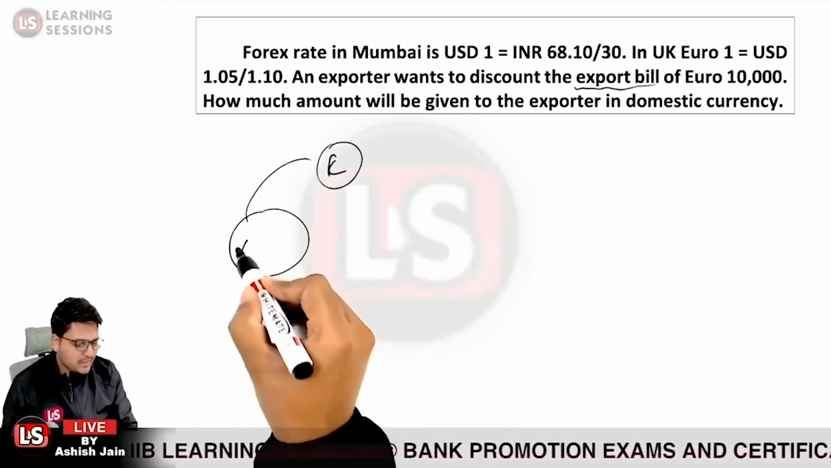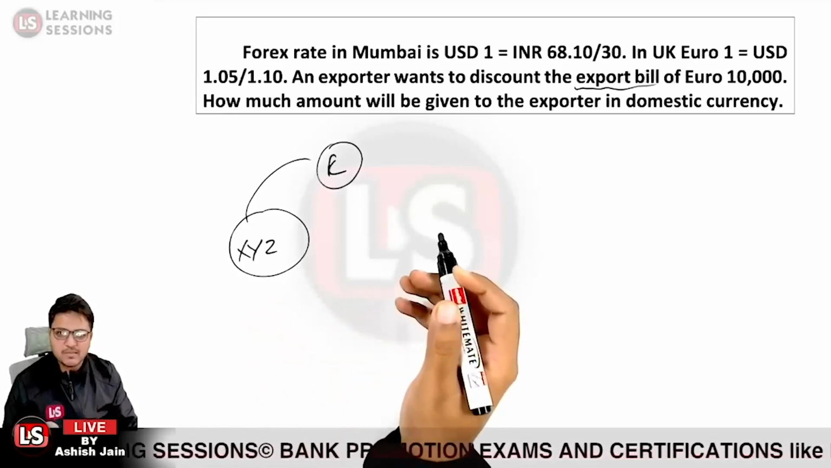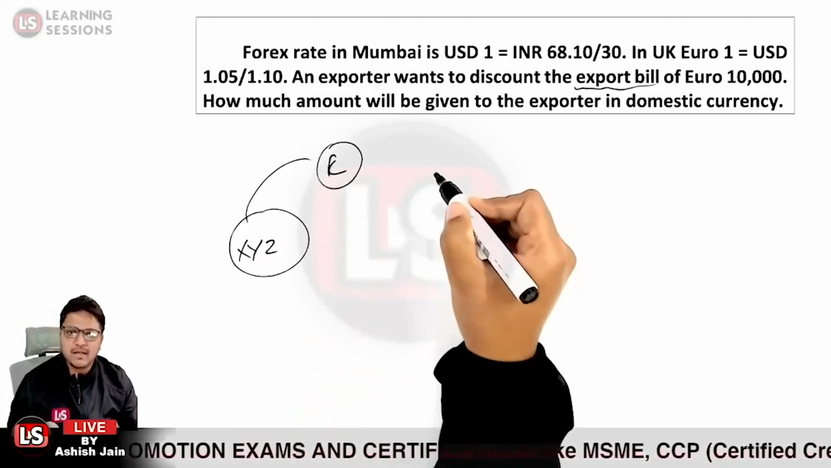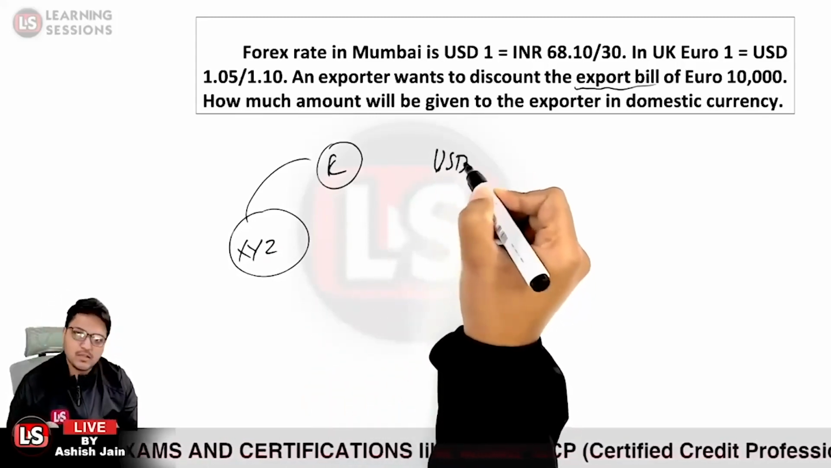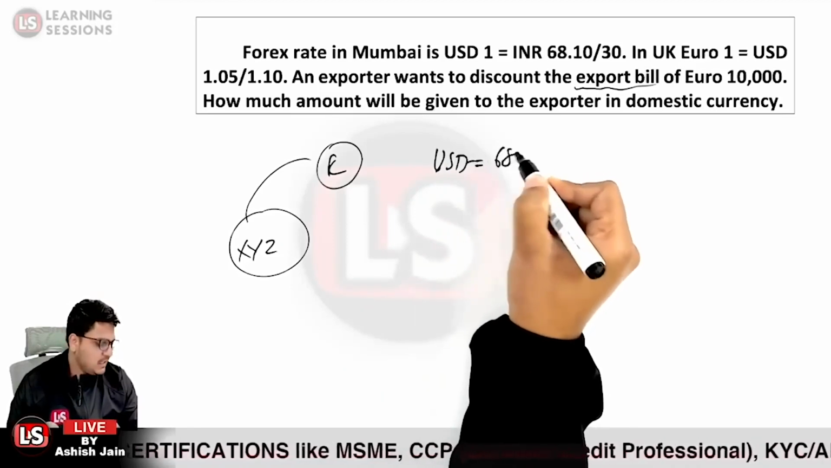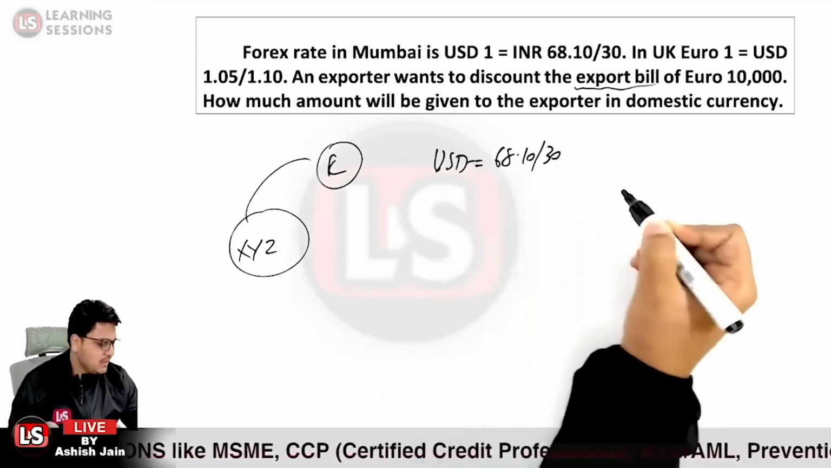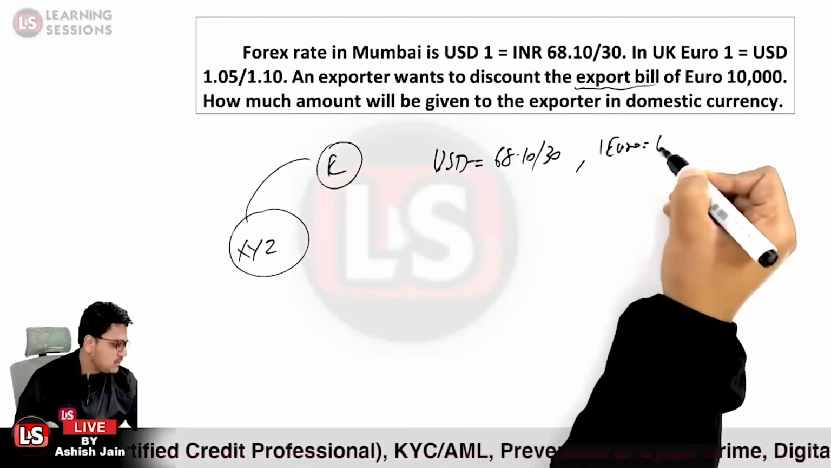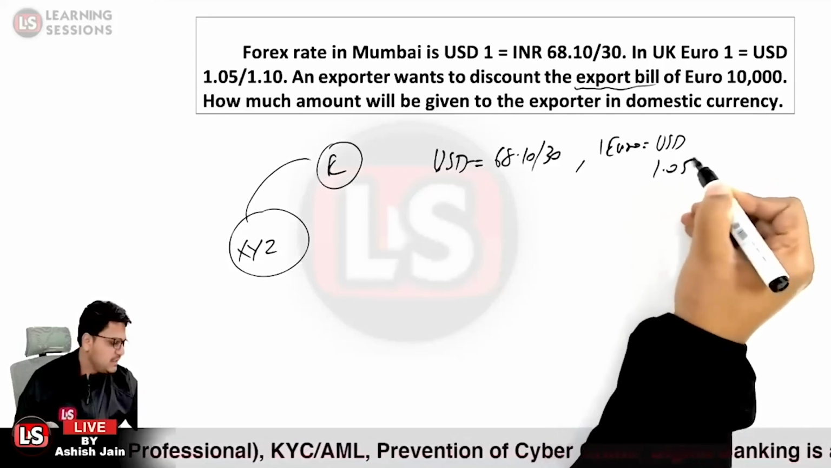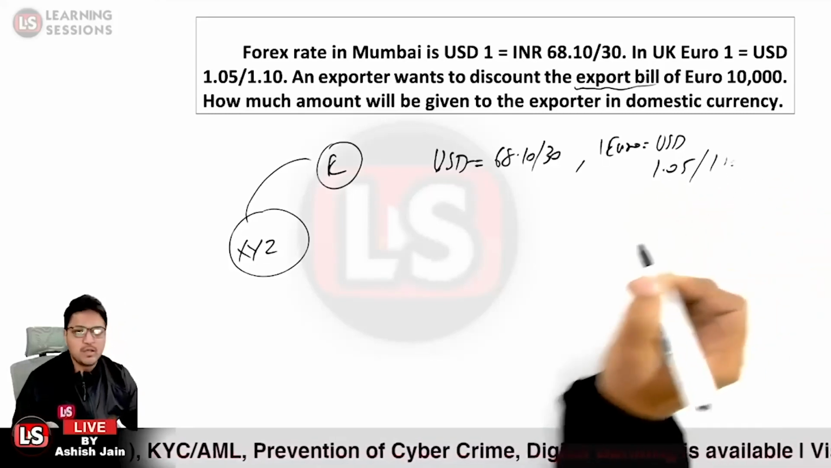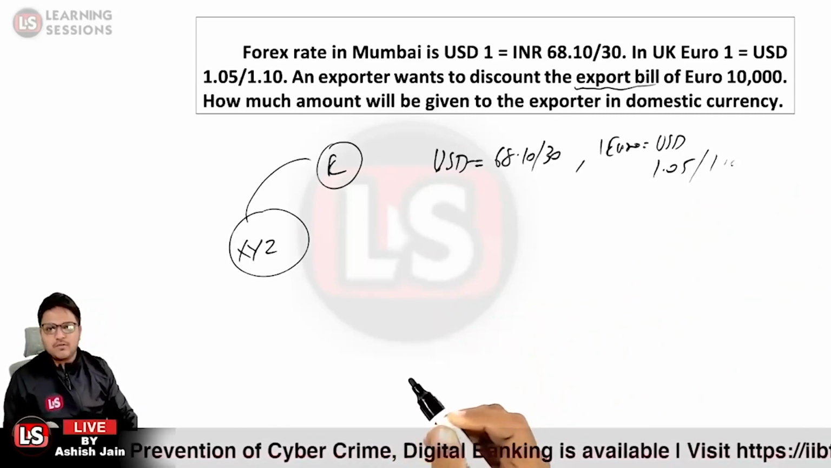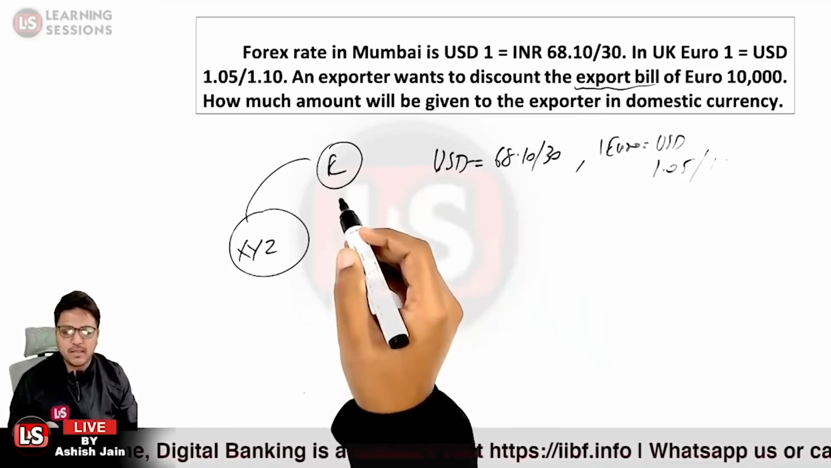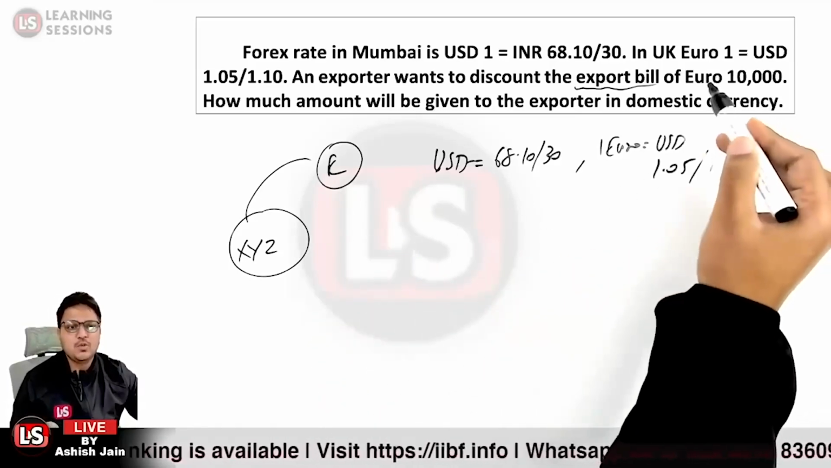So the exporter went to the bank over here, XYZ bank we are considering for our reference purposes, and we are just thinking what price will be quoted by the bank to the customer. Now the forex rate for 1 USD to INR is given to be 68.10/30, and further in UK 1 euro is given to be USD 1.05/1.10. Now what is the scenario over here? The bill is drawn in Euro 10,000. It's not in USD. You must be keeping that particular thing in mind. So it's in euro over here.